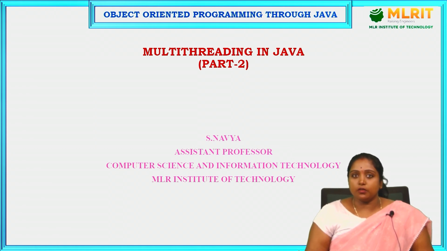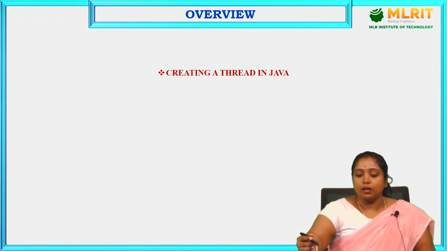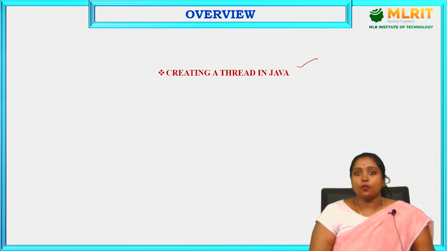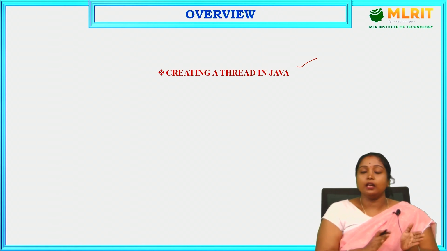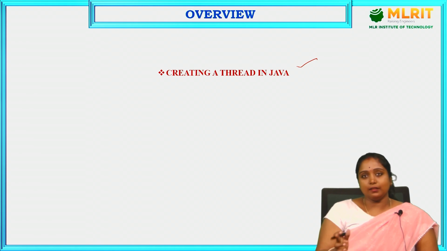So today we are going to discuss the topic of multi-threading in Java. In this session, we are going to discuss how you are going to create a new thread in Java. In the previous session, we have seen what is multi-threading, what is the difference between process-based multitasking and thread-based multitasking, and what are the advantages and disadvantages of a thread. And in this session, we are going to see how you are going to create a new thread.